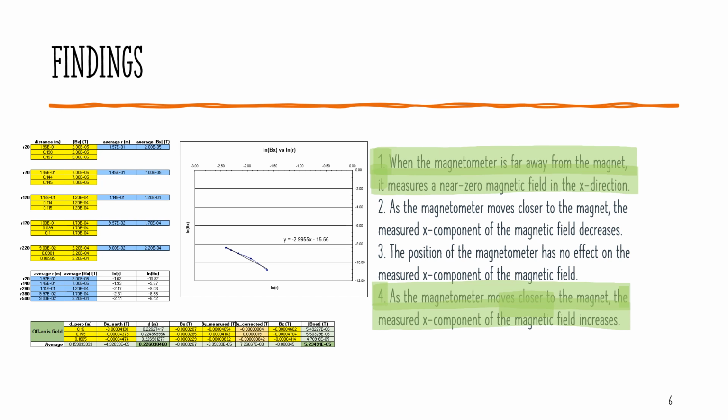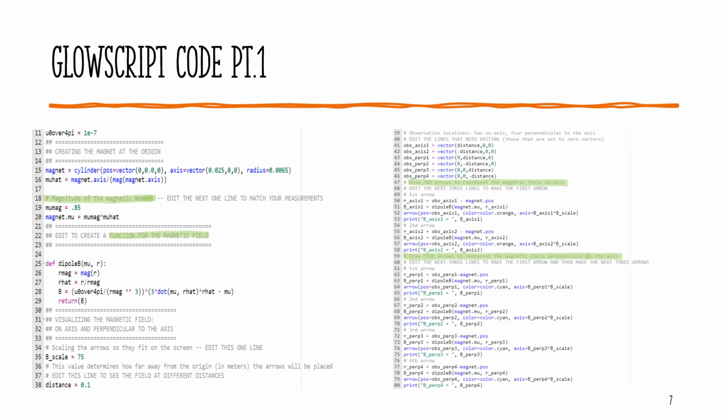I also found that when the magnetometer is far away from the magnet, it measures a near zero magnetic field in the x direction. As the magnetometer moves closer to the magnet, the measured x component of the magnetic field increases. So this is my GlowScript code to show computationally what we did experimentally in the lab.